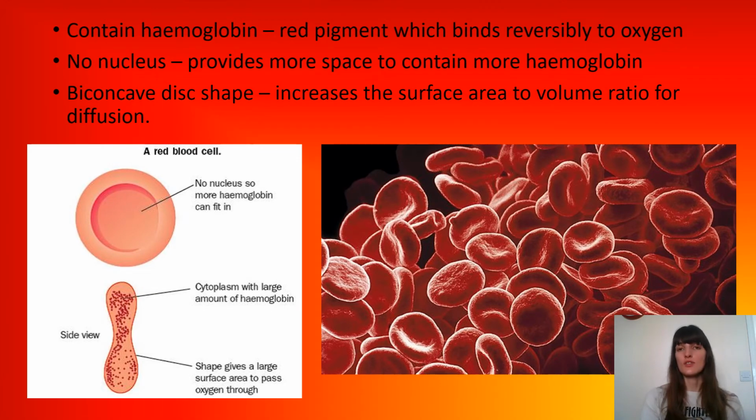Red blood cells, in summary, contain hemoglobin, which is a pigment which binds reversibly to oxygen. They have no nucleus, which means they've got more space for the hemoglobin, and they've got the biconcave disc shape, kind of looks a bit like a peanut, which increases the surface area to volume ratio, so it means diffusion will happen much quicker. So red blood cells have a really important job, of course, in our bodies, and it's quite a lot to take in potentially at once. So if any of that didn't make sense, just skip the video back and watch it again.